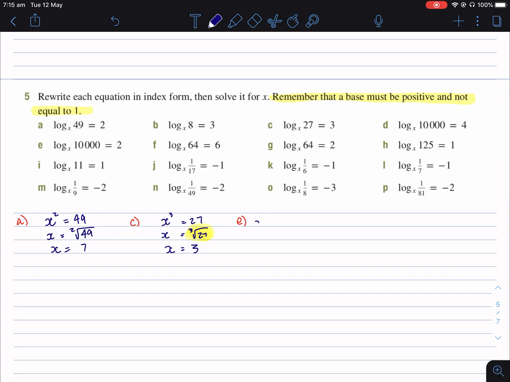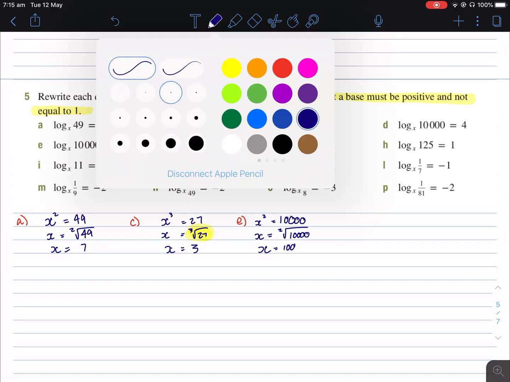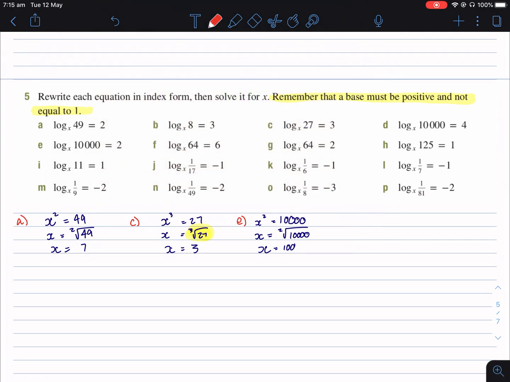So here we've got x squared equals 10,000. Is that enough zeros? Yep. So x is the square root of 10,000. You can put that in your calculator, it's 100. G, log base x of 64, which means x squared equals 64. So x equals the square root of 64, which is 8.